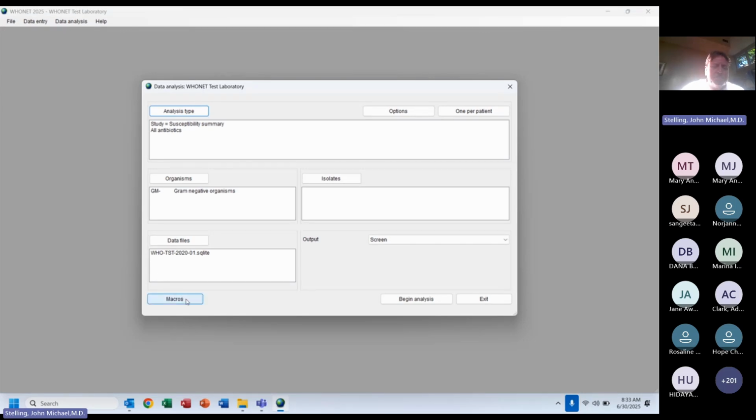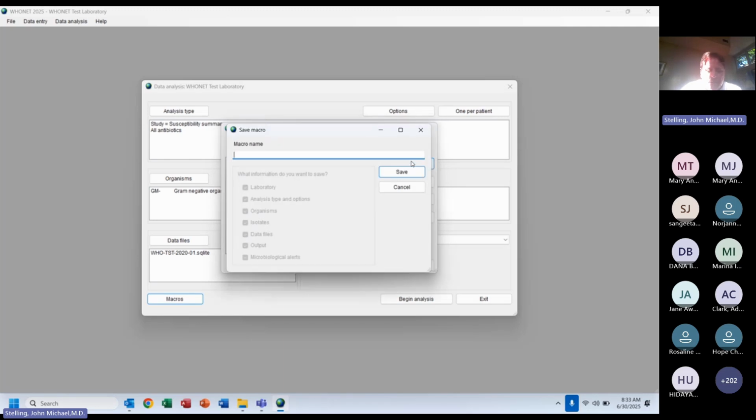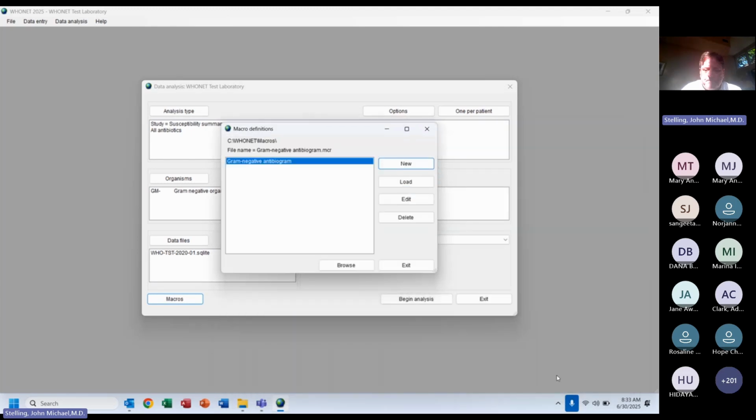I'm clicking on macros. Normally there are a lot of macros here, but when you're starting with macros, it's empty. I click on new, and I want to call this gram-negative antibiogram. It's a simple description of the analysis that I just did. I want to save all of the details. So I click on save to save the name of the macro. I click on save again to save this as a file. And now I have an option here called the gram-negative antibiogram.